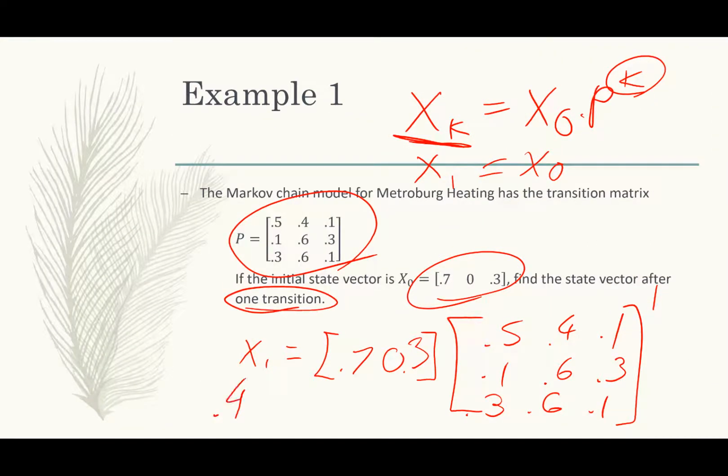So we get 0.44, 0.46, and 0.1 as our answer. What this means is that after one transition, there's a 44% chance of being in state 1, which is the East District. There's a 46% chance of being in state 2, which is the Central District. And there's a 10% chance of being in the West District. So it tells us the probability of being in a certain state after a certain period of time.